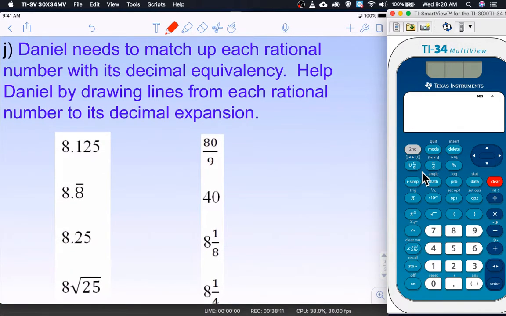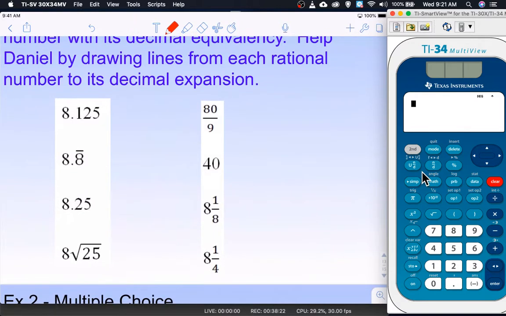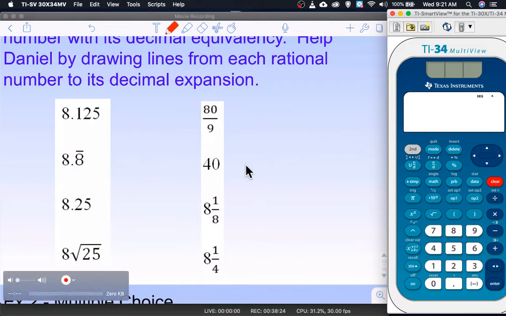Letter J. Daniel needs to match up each rational number with its decimal equivalency. Help Daniel by drawing lines from each rational number to its decimal expansion. So we need to match up numbers on the left and numbers on the right.